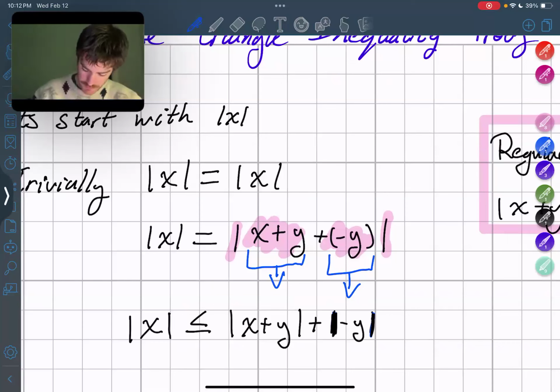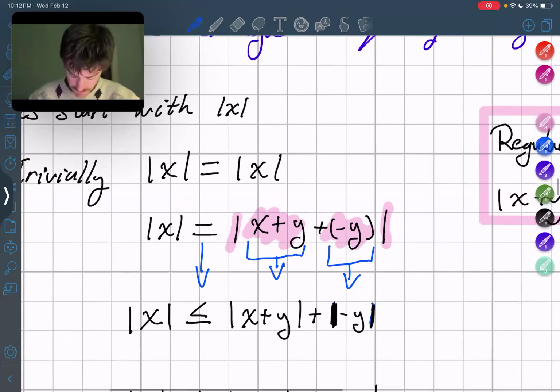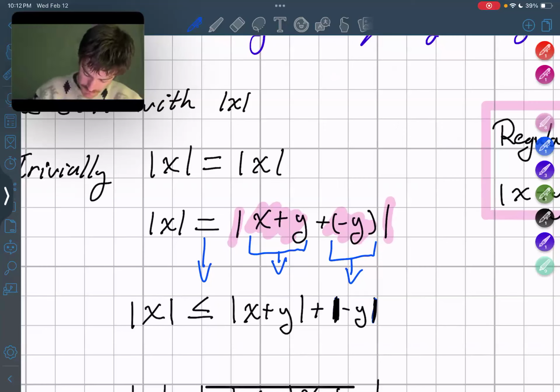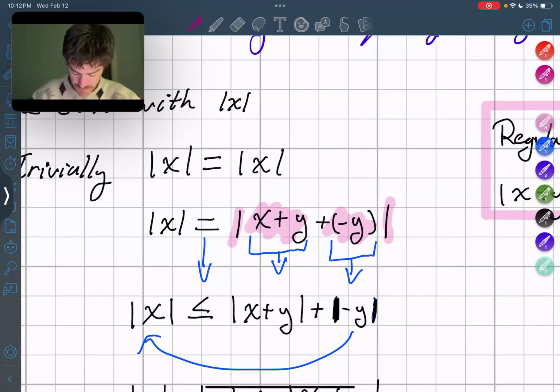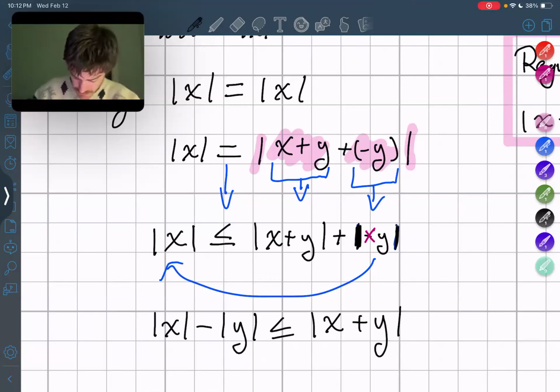So we also have to change this equals sign over here to a less than or equals to. And things are starting to get a little spicy. Using a little arithmetic, we're going to move this on over. And also, this is a negative number inside an absolute value, so we actually don't care about that sign anymore. So we've got the absolute value of x minus the absolute value of y is less than or equal to the absolute value of x plus y.